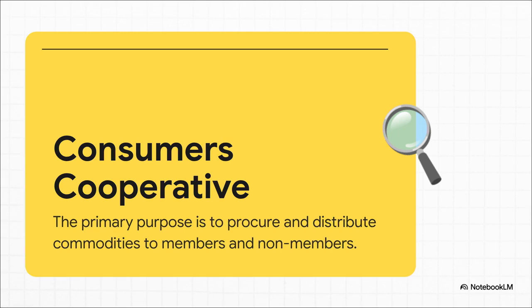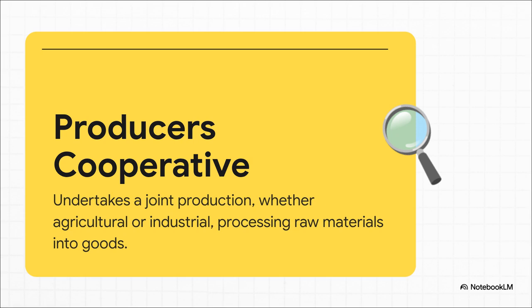Next up, the consumers co-op. Their main mission is to procure and distribute goods. Just picture a grocery store, but it's owned by the members. They buy stuff in bulk to get a better price and then sell it to the community for less. That's a consumers co-op.